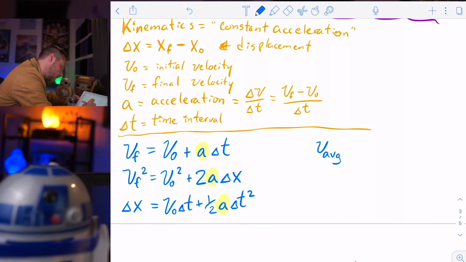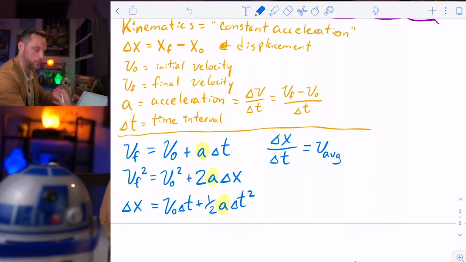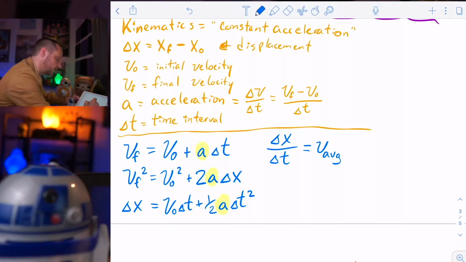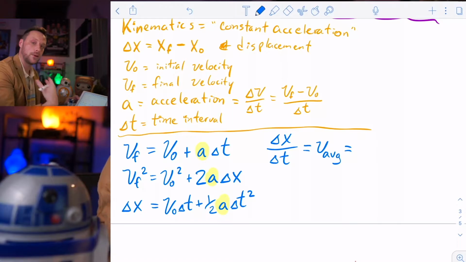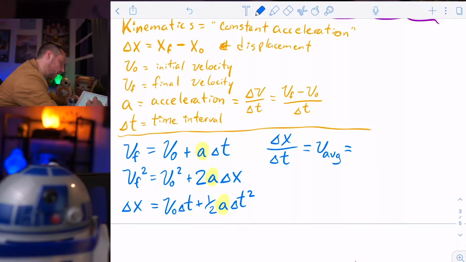Well, to get an average velocity, you can just take displacement divided by time. So the total displacement divided by the total time. But also to get an average of two things, you just add them together and divide by 2, right? That's a mathematical average, taking a mean average. So we have two things. We have an initial velocity and a final velocity.